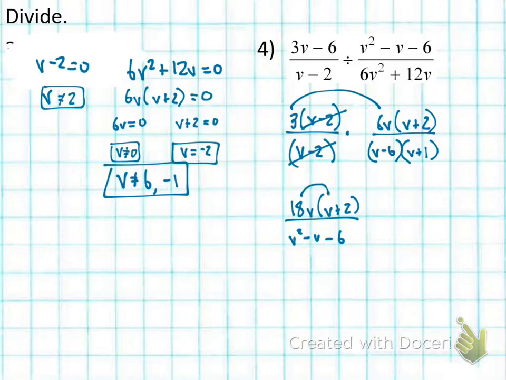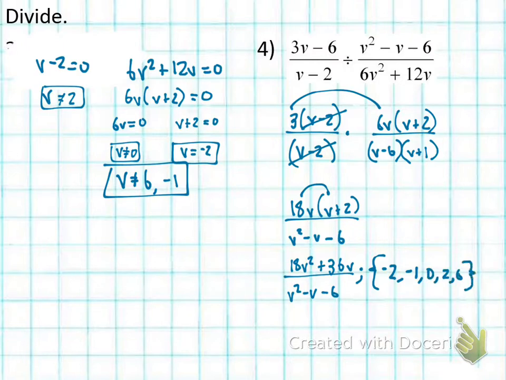So 18v times v is going to be 18v squared plus 36v all over v squared minus v minus 6. I'm going to finish this one off for the sake of time. So, and v cannot equal, I'm going to use the set notation this time, starting with the smallest value, which was -2, -1, 0, 2, and 6. And that's it.